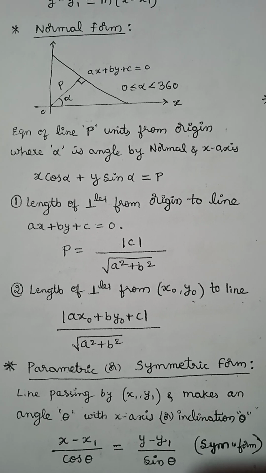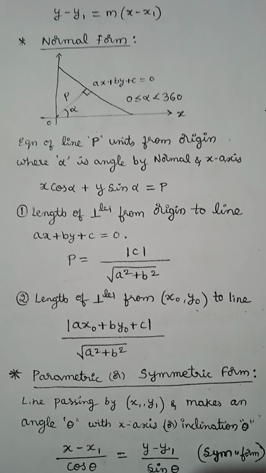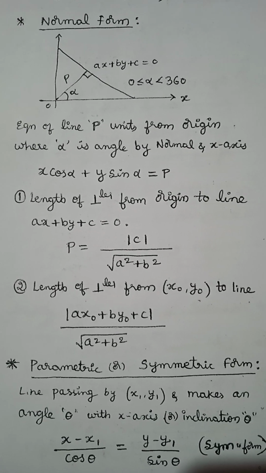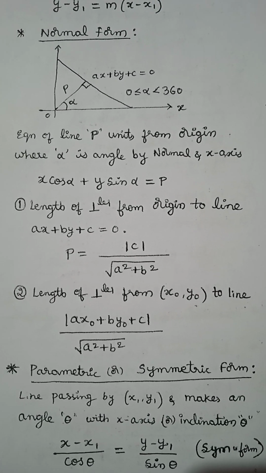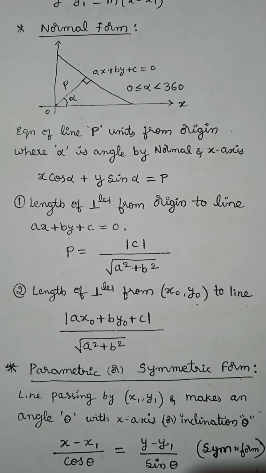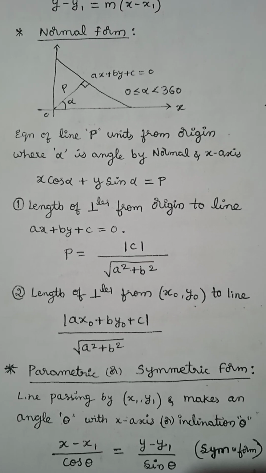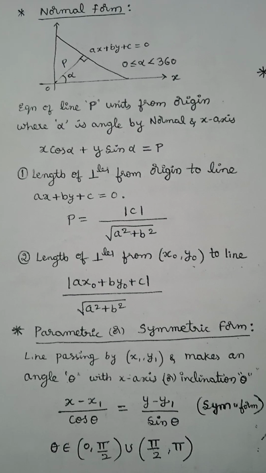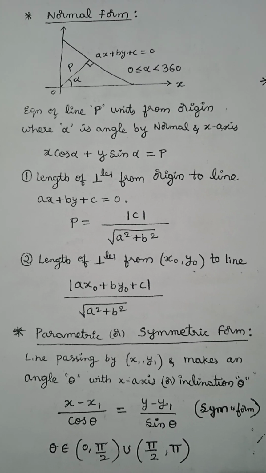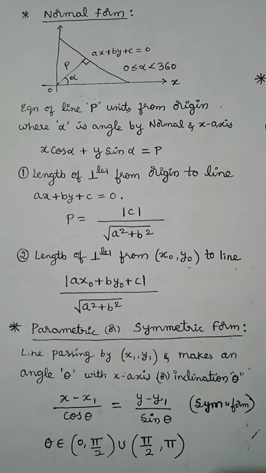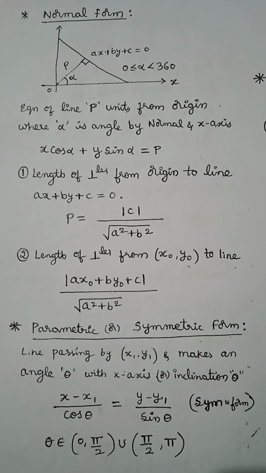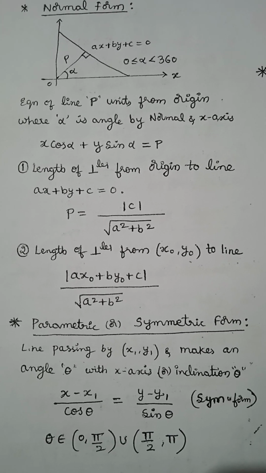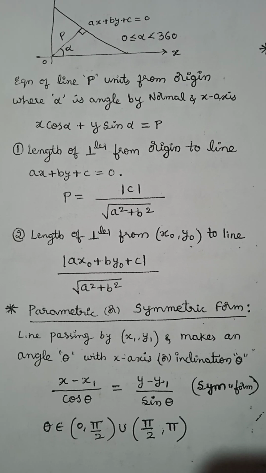Here the length of perpendicular from origin to the line ax plus by plus c equal to 0, the length p equal to mod c by root over a square plus b square. Suppose the length of perpendicular from any point x naught y naught to the line will be mod of a x naught plus b y naught plus c by root over a square plus b square.